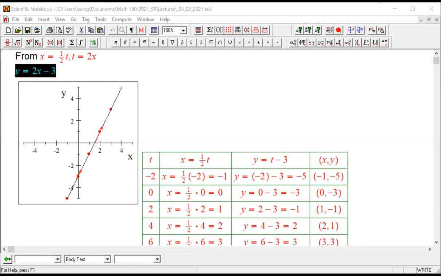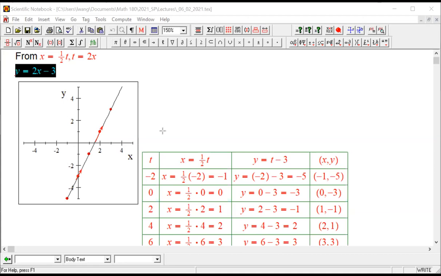Okay, so by now we have done all 3 tasks, A, B, C. The first one is eliminating the parameter t and sketching the curve, and we got a line, and indicating the direction of movement as t increases. So we have done all 3. Did you get it? And this is a so-called parametric.